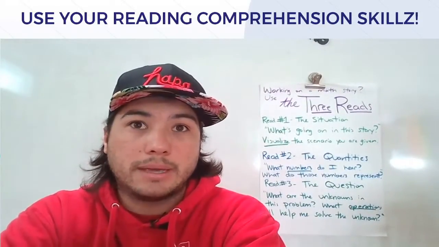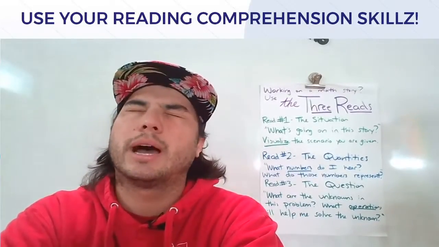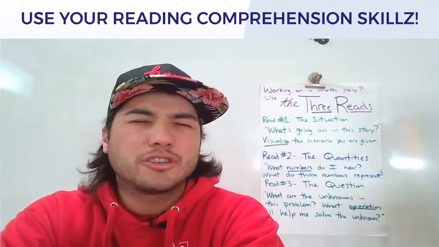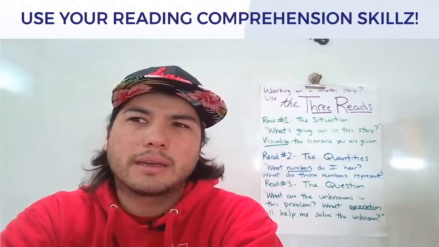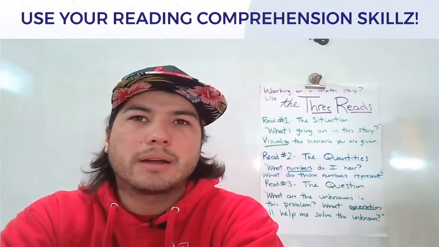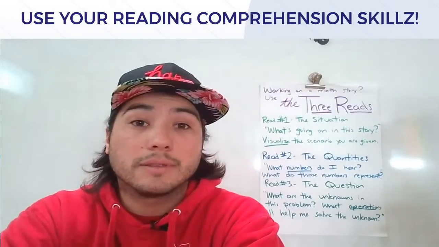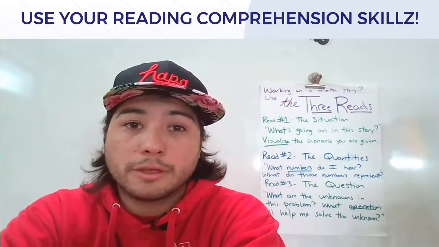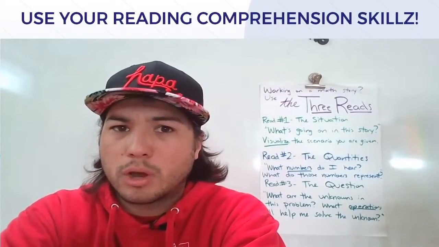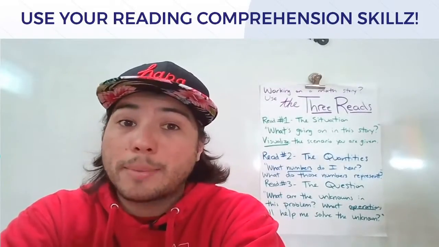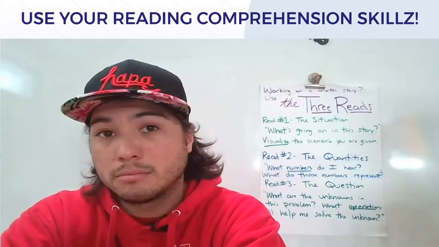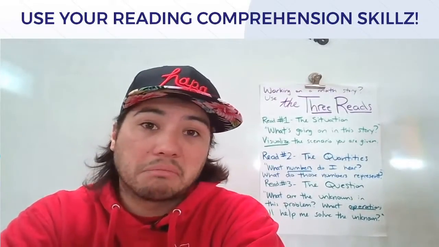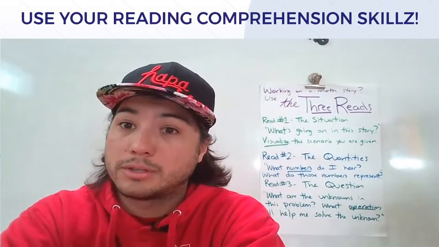If I'm baking cupcakes, I want to be able to see, when I close my eyes, all my ingredients out on the counter. I want to see measuring cups. What do your measuring cups look like? That gives me a better idea of the steps that I'm going to have to take to solve this problem. Second read, the quantities. What are our numbers? What do those numbers represent? Third read, what are the unknowns? What don't we know? What questions could be asked here? And then what operation, adding, subtracting, comparing, which is subtracting, multiplying, dividing, are we going to need in order to solve this problem?